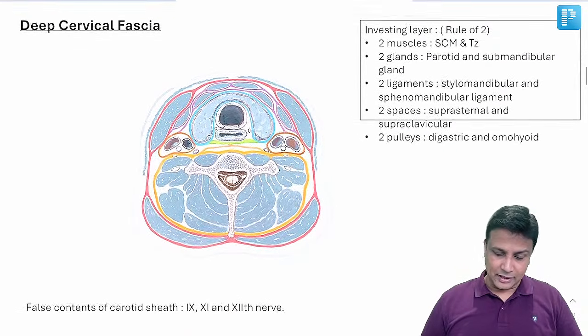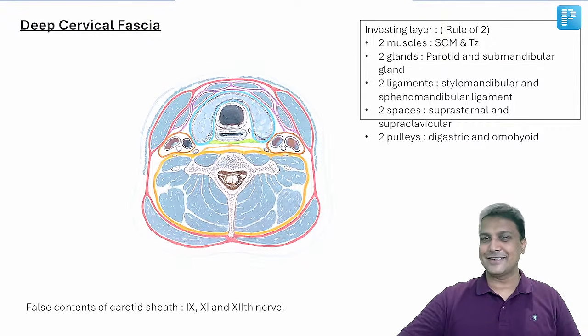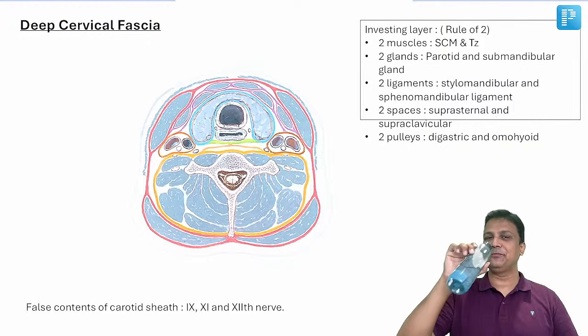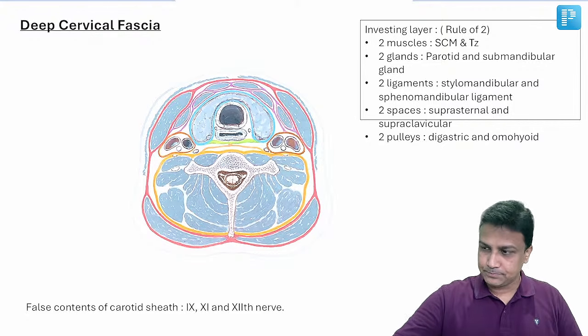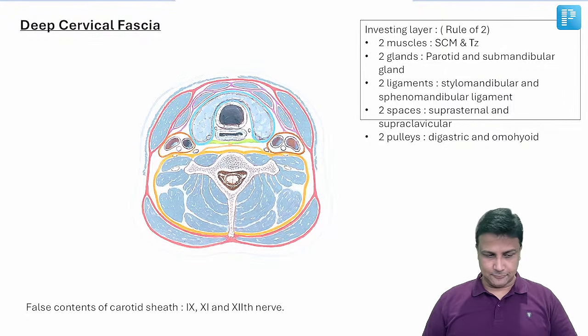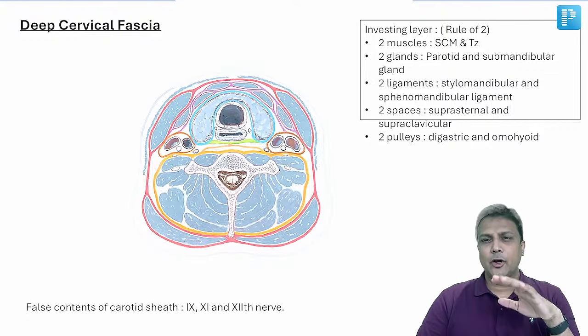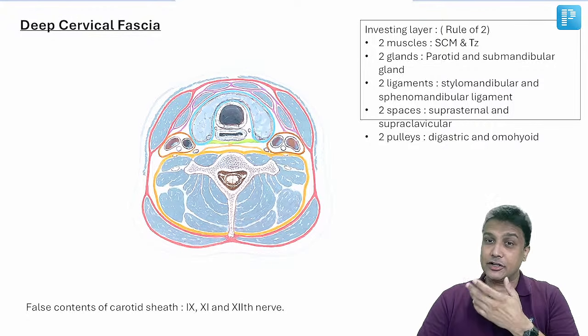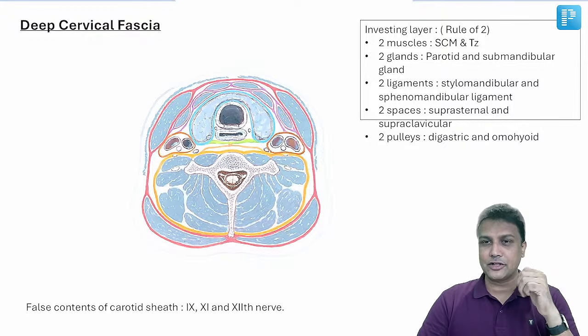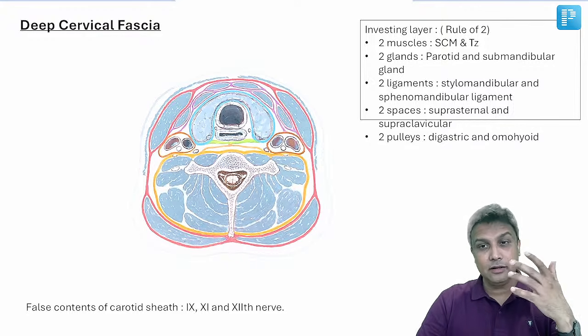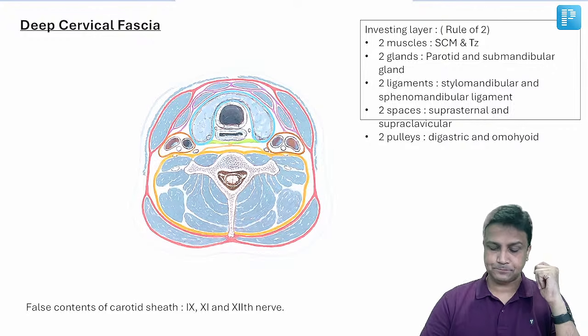Moving on to the next topic, another hot favorite topic of the INI-CET examiner, that is deep cervical fascia. Now in the neck region, you'll have fascia, and that fascia is nothing but the deep cervical fascia, the deep fascia of the neck, and it will in turn have 4 modifications.